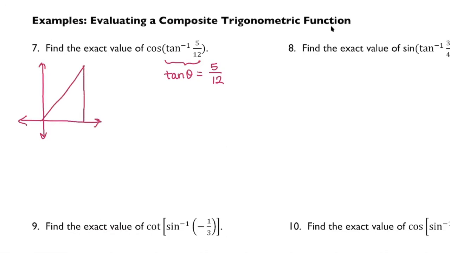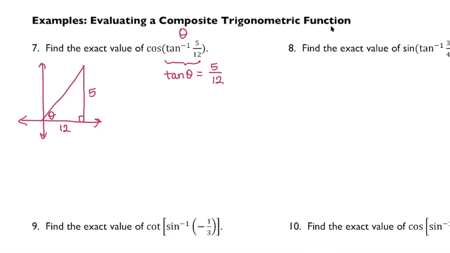That would look like this. Our angle is going to be here. Tangent is opposite 5 over adjacent 12. That's the hardest part. So what we want is the cosine now for this same triangle. Okay, the tangent inverse of 5/12 is equal to theta.